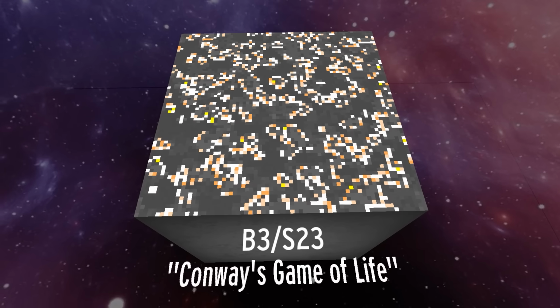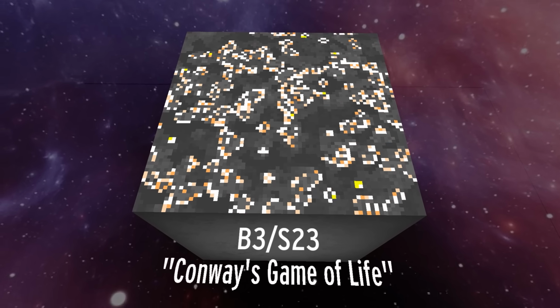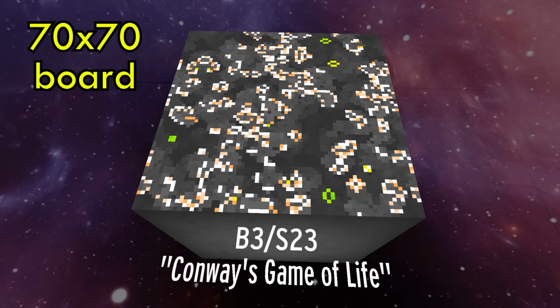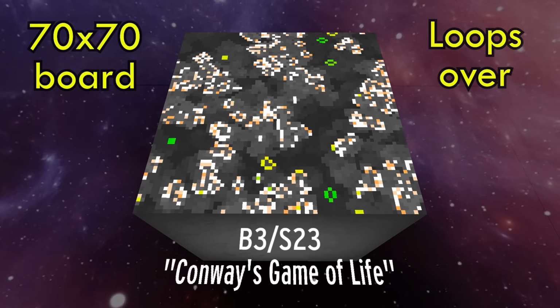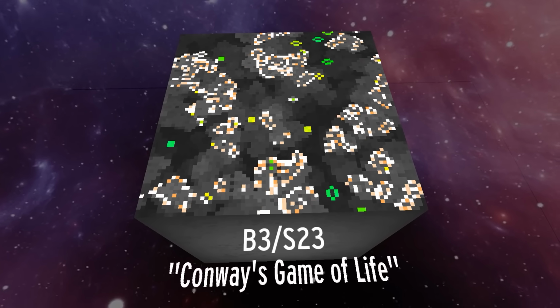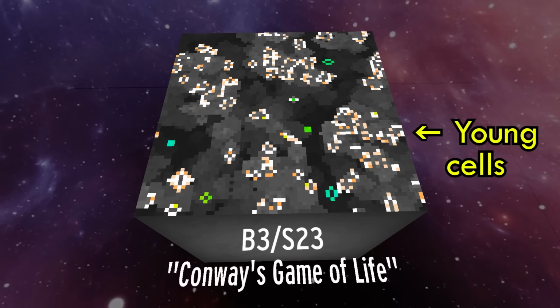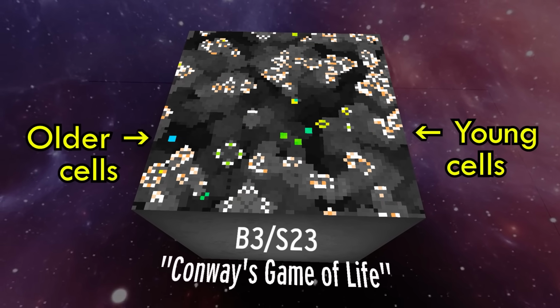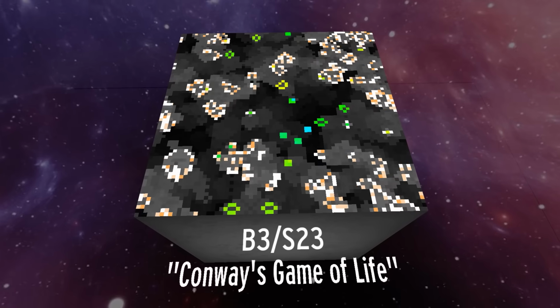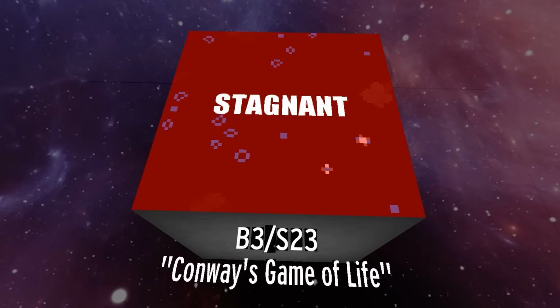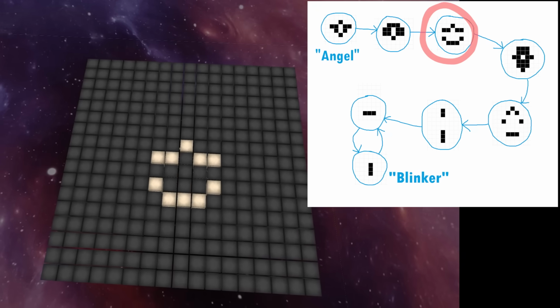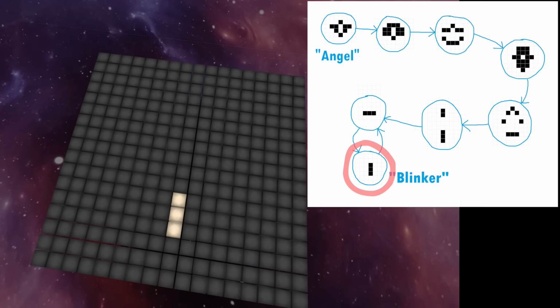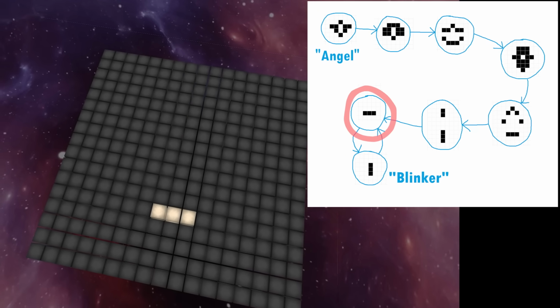Here's what it looks like when we start from random noise and run Game of Life at a larger scale. This is a 70 by 70 board that loops over. We'll color the cells based on how long they've been alive, with young cells being white, orange, and then yellow, and older cells turning green and then blue. At some point, the simulation is bound to stabilize, meaning it reaches a state it's already been in before, so it'll just loop forever onward.